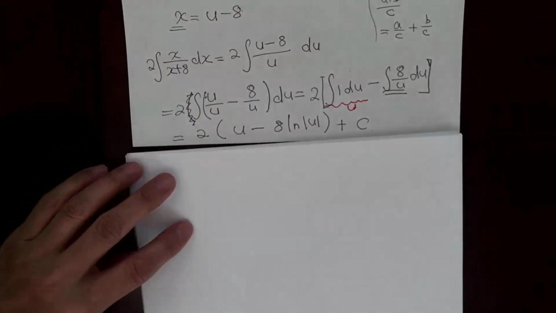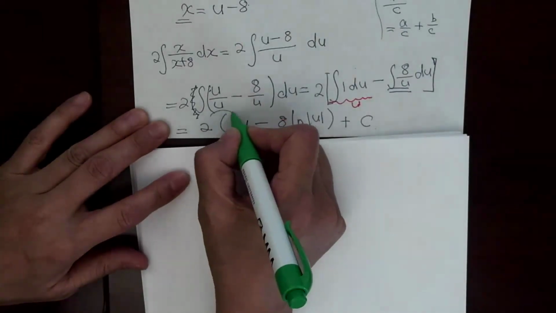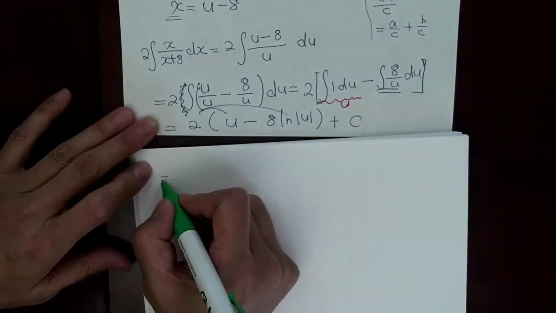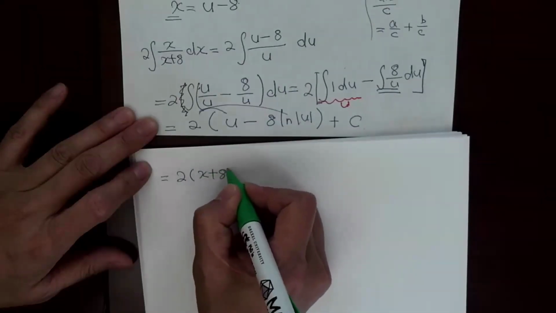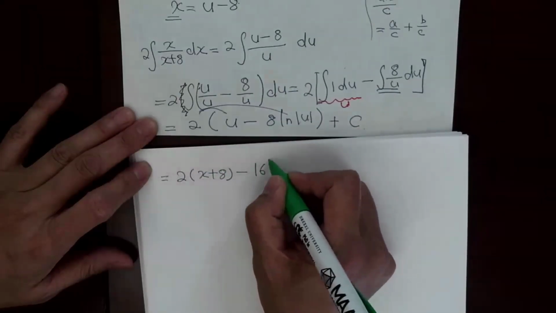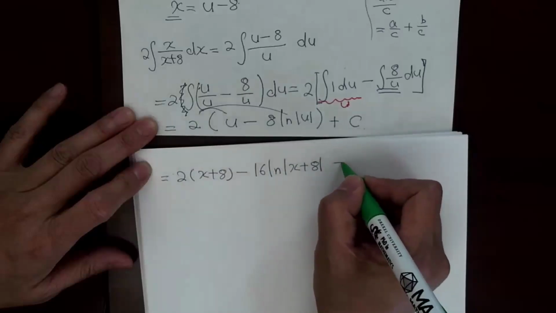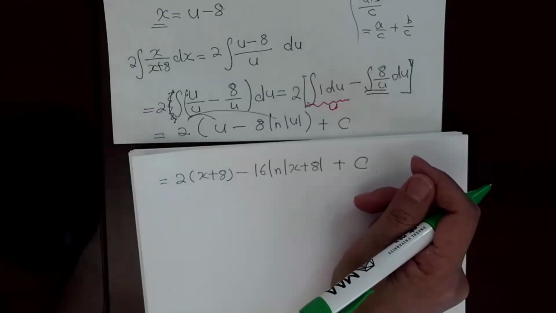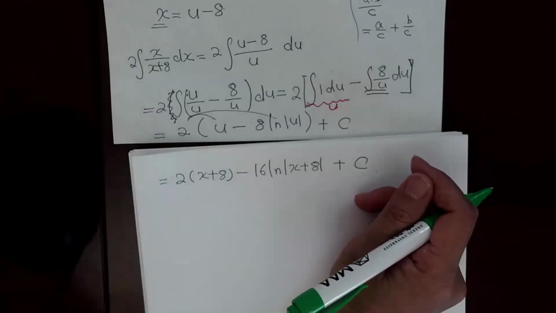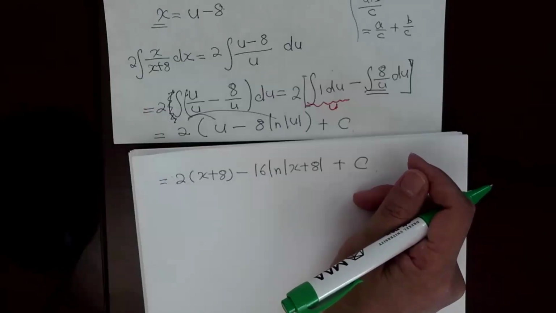The remaining step is just the substitution. I would expand this out, then that is 2 times u, which is x plus 8, minus 16 natural log of u, which is x plus 8, plus c. Any question?